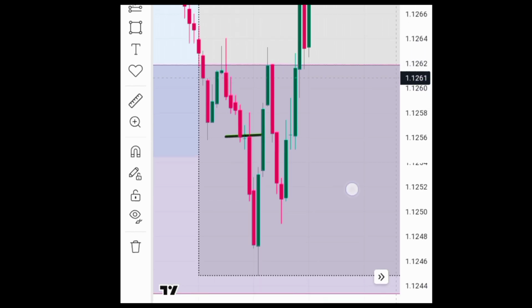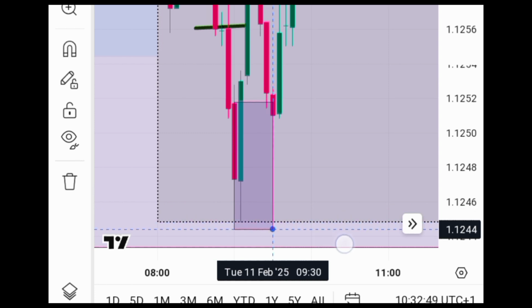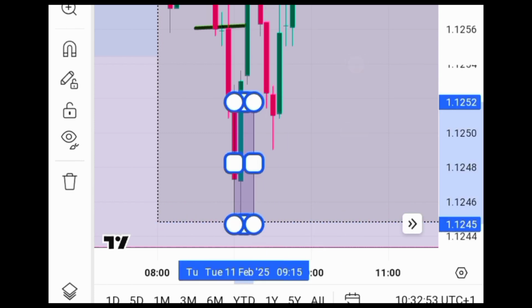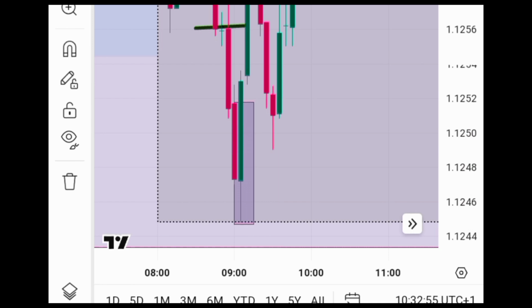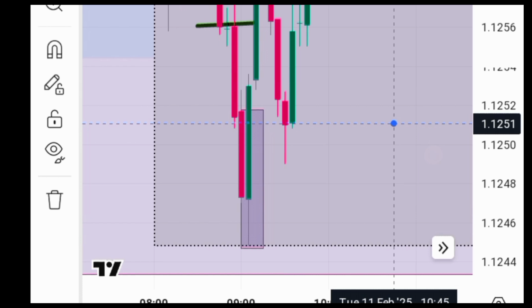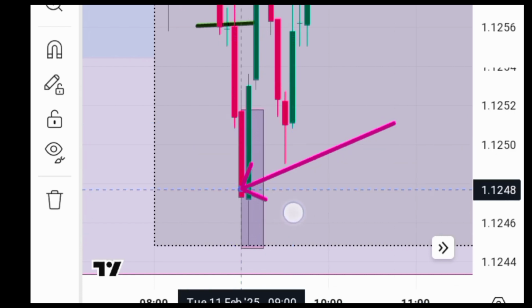Once you turn your chart to candles, you get this candle right here, which is the last bearish candle before the market breaks structure to the upside. So you mark this out. You mark this candle out, which is this one. As you can see, the market was able to come inside this candle too. It was able to come into this candle, which is here.